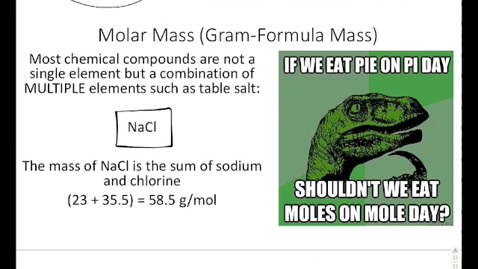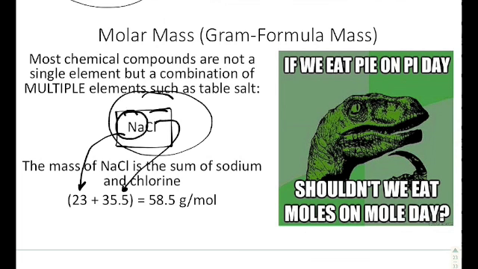And if I want to know what the mass of 1 mole of this is, all I have to do is find the sum of each individual mass. So sodium has a mass of 23, and chlorine has a mass of 35.5. So if I want to know what the mass of the whole molecule is, I need to find the mass of the individual pieces. When I find the mass of the individual pieces and add them together, that right there is the mass of the whole molecule.